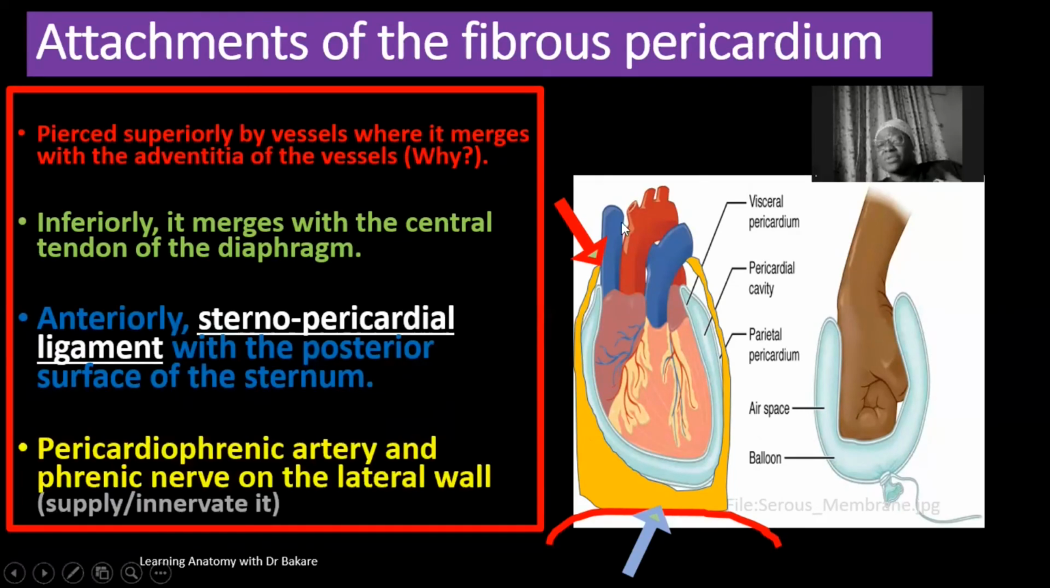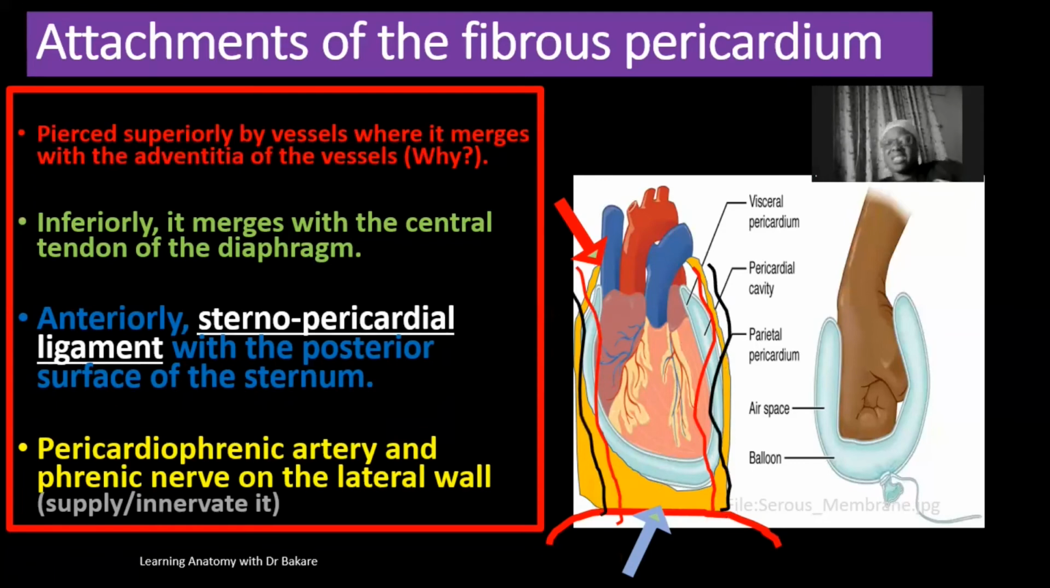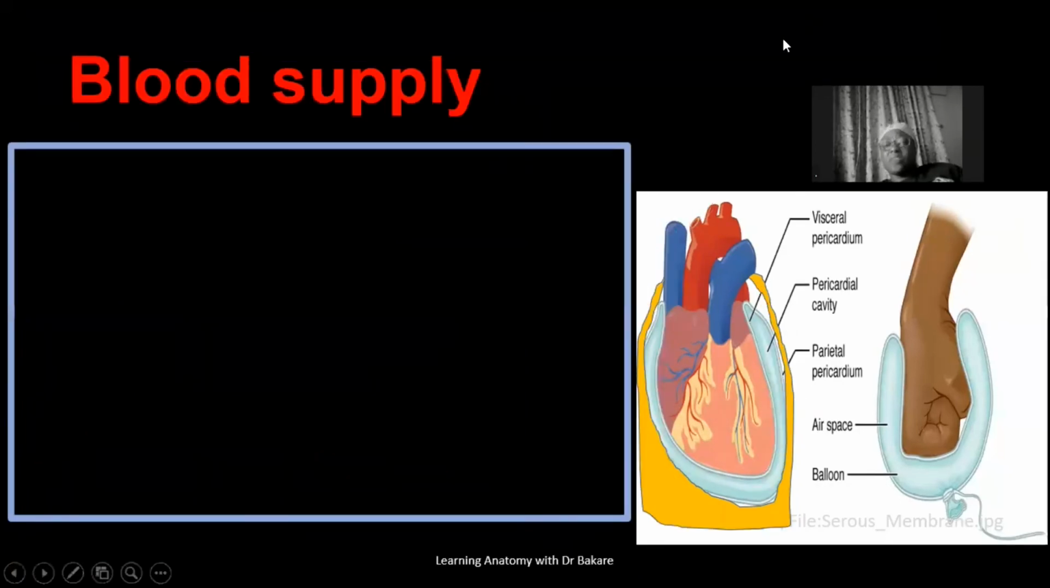We have vessels running at the lateral region of the pericardium. So we have the pericardiophrenic artery. This is the pericardiophrenic artery highlighted in red. We have one on this side and one on the other side. We also have the phrenic nerve. This is the phrenic nerve highlighted in black. So we have the phrenic nerve and the pericardiophrenic artery running at the lateral wall of the pericardium. It's also good for us to establish this. And as the artery and the nerve run through it at the lateral border, they're also helping to supply it and innervate it. So let's look at the blood supply of the pericardium.